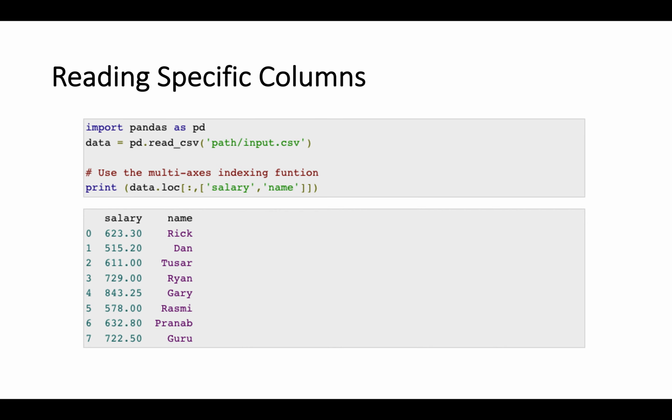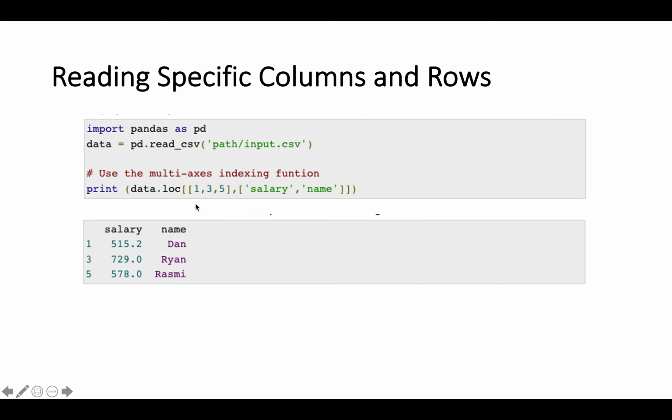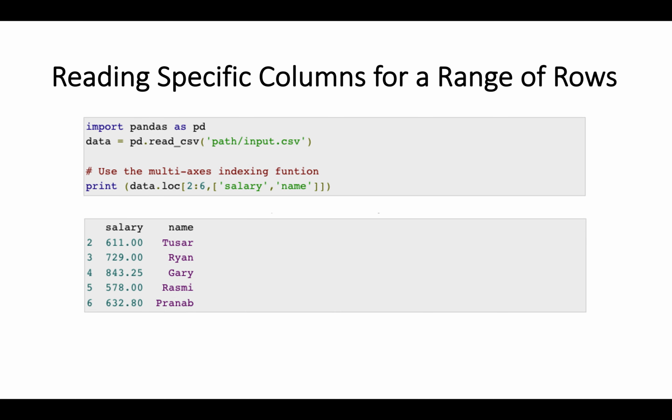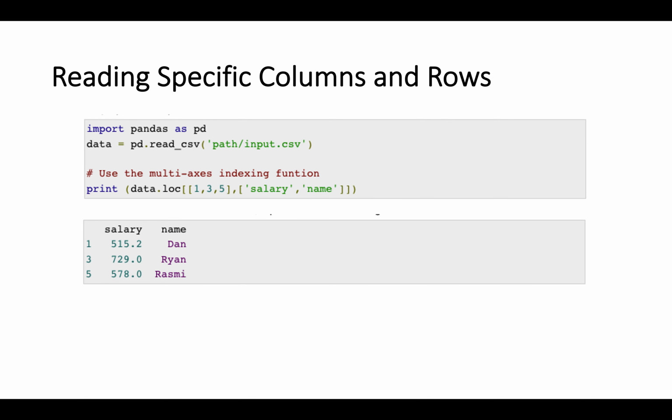and to read the specific columns, the same function with multiple index is the data.loc function. It just sets the serial name, and here is serial name, and then the name and serial. So you can see here it only shows serial and name.